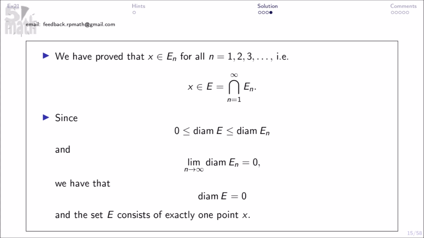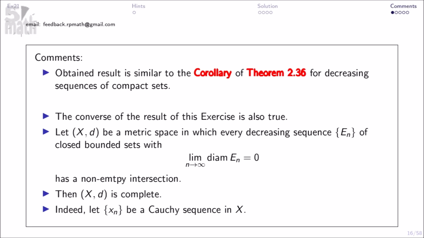That is, the following. Since we have this, and limit n to infinity diam En equals 0, we have that diam E equals 0, and the set E consists of exactly one point x. Comments. The obtained result is similar to the corollary of theorem 236 for decreasing sequences of compact sets. The converse of the result of this exercise is also true.